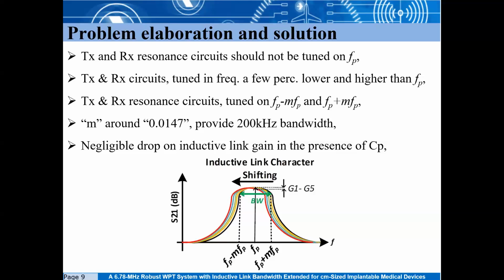For implementing this technique, the TX and RX resonance circuits should not be tuned on FFP. The TX and RX circuits must be tuned at frequencies a few percent lower and higher than FFP, respectively. For better clarification, TX and RX resonance circuits should be tuned on FFP minus MFFP and FFP plus MFFP.